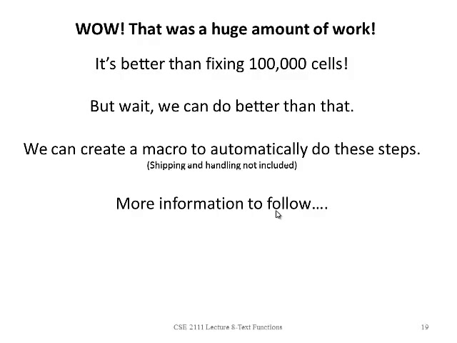But wait, wait, wait. As the infomercial says, we can do better than that. We can create something called a macro to automatically do these steps. In our next lecture, we are going to create a macro with this information, and then every time you receive this text file, all you have to do is run the macro. You click on one button, and all of this will happen at once.